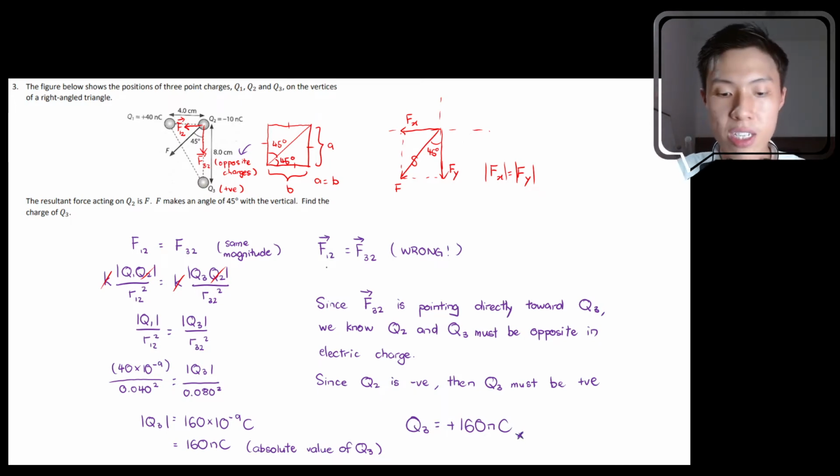The first step over here, in which you calculate Q3, gives just the absolute value. There's no indication of whether this is a positive charge or a negative charge. To know whether it's a positive or negative charge, you have to look at the direction of the forces to deduce whether they are like charges or opposite charges. And from there only you determine whether it's a positive charge or a negative charge. So this is how you solve this question.